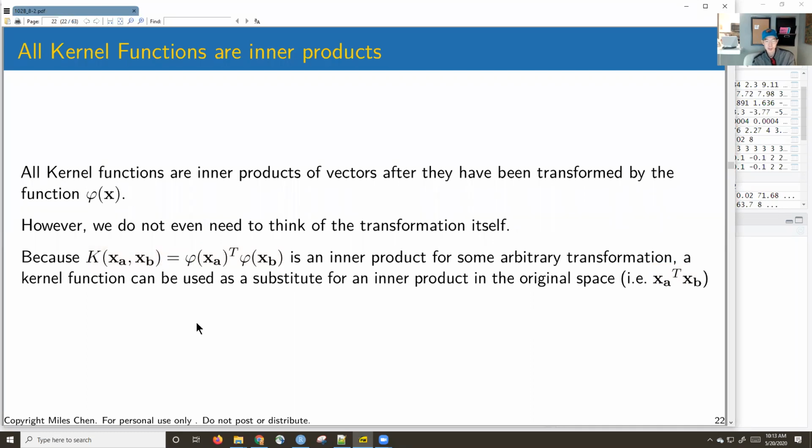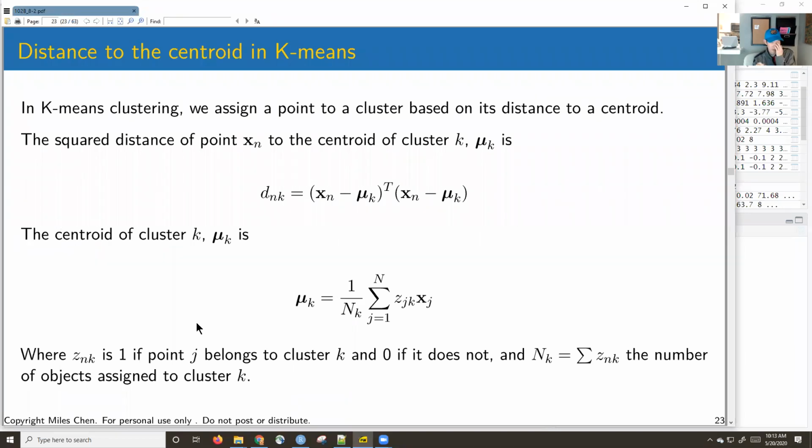So this is where it's going to become useful. What we do in k-means clustering is we take points and we assign a point to a cluster based on its Euclidean distance to a centroid. So what I'm going to do is express the Euclidean distance as a vector product, basically an inner product of vectors here.